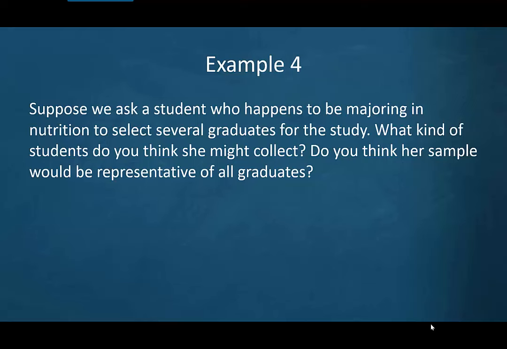So if the student majoring in nutrition picked a disproportionate number of graduates from health-related fields, this is going to introduce selection bias into the sample. Selection bias occurs when some individuals of the population are inherently more likely to be included in the sample than others. So in this example, bias creates a problem because a degree in health-related fields might take more or less time to complete than a degree in other fields. Suppose that it takes longer. Since graduates from health-related fields would be more likely to be in the sample, the selection bias would cause her to overestimate the parameter.